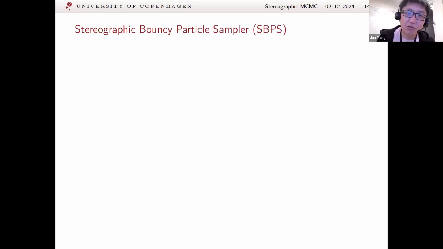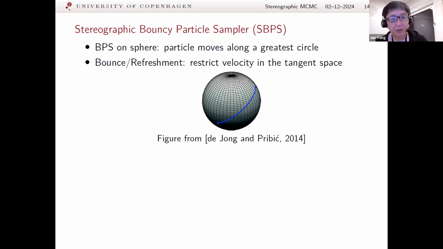And the second algorithm is called the Stereographic Bouncy Particle Sampler. So basically, it's the same idea. I want to implement the Bouncy Particle Sampler on the sphere. The basic idea is very simple. In the traditional Euclidean version of the Bouncy Particle Sampler, the particle moves in Euclidean space along a straight line with unit speed. So now I will let the particle move along a great circle on the sphere with unit speed, because any location of the particle on the sphere with a direction in the tangent space uniquely determines a great circle. So the particle just moves along this great circle with unit speed.